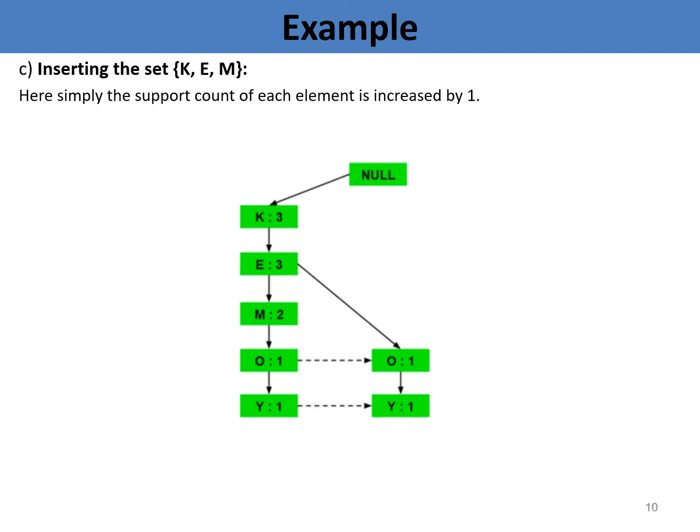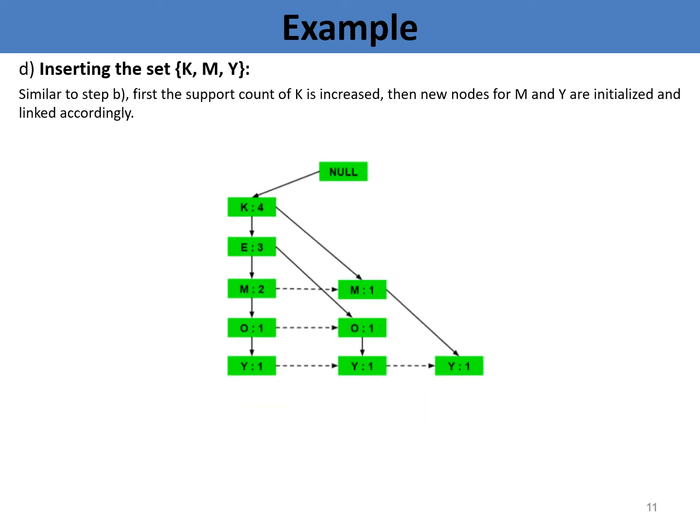Next is to insert the set KEM. So again, KE are already in sequence in the tree. KEM, all are already in sequence in the tree, so we will just increment its support or frequency by 1.